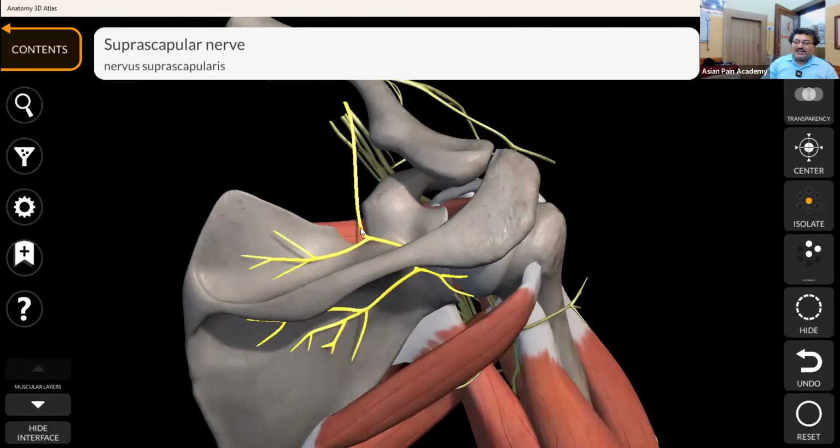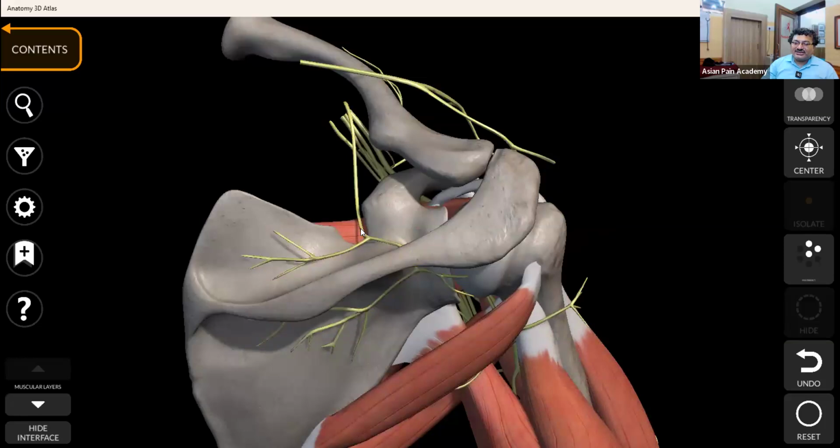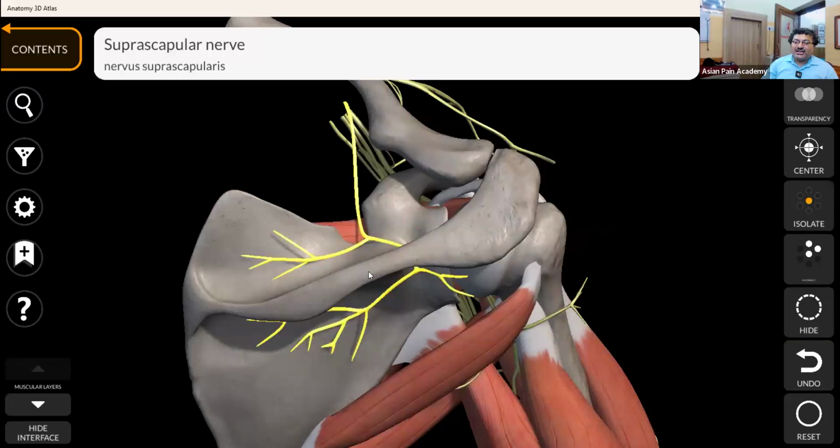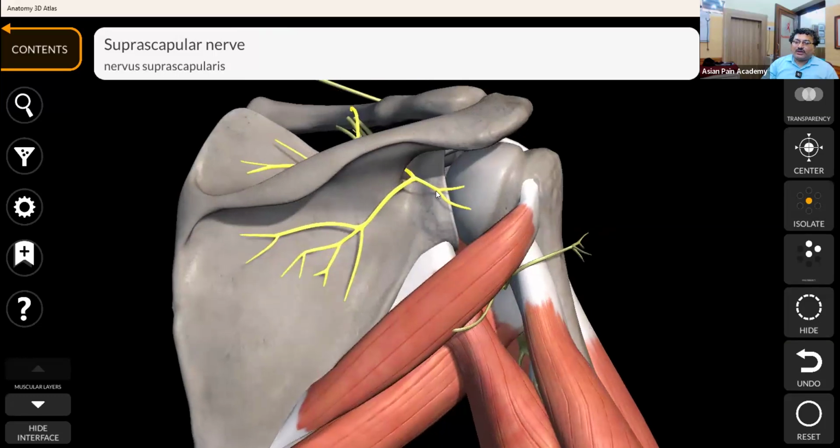So nowadays, the techniques have shifted from blocking at this region. Rather, they prefer blocking at this point. So what is the advantage? Remember, the sensory part is the joint. We want to block the pain which is originating because of the movement of this joint. Now, if we block at this point, so this is which part?